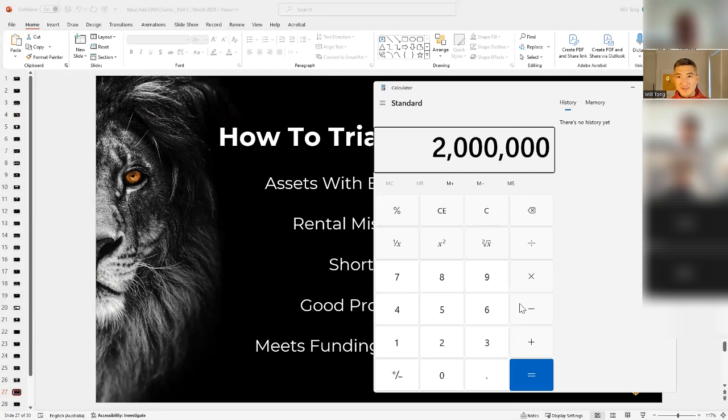I start with that. I start with what the end value might be. And then I say to myself, well, how much profit do I want? Do I want 10%? Do I want 15%? Do I want 20% profit margin? Let's go with 20%. So then I divide it by 120% because I want a 20% profit margin.